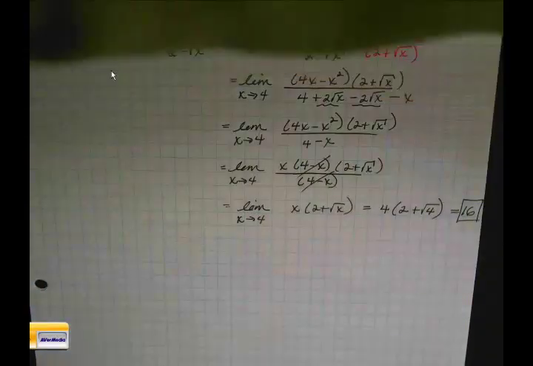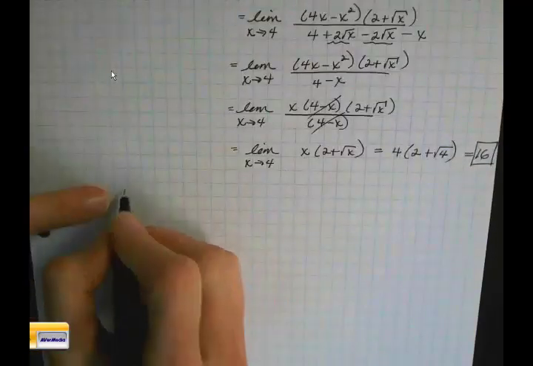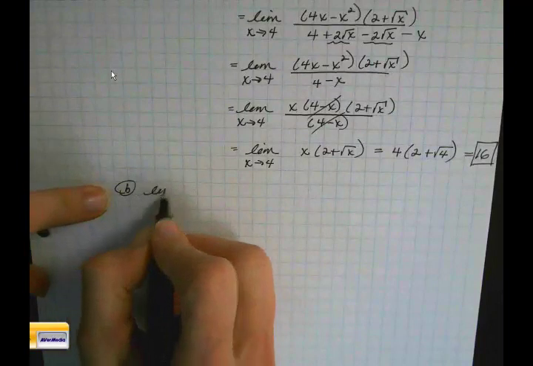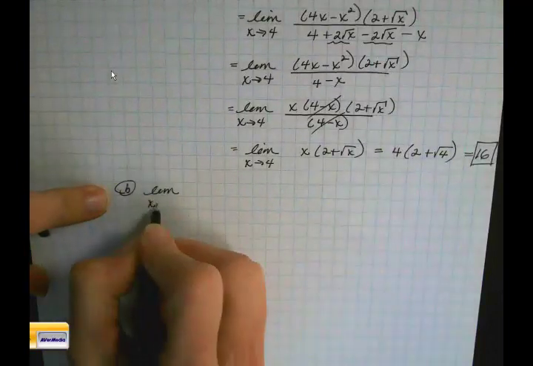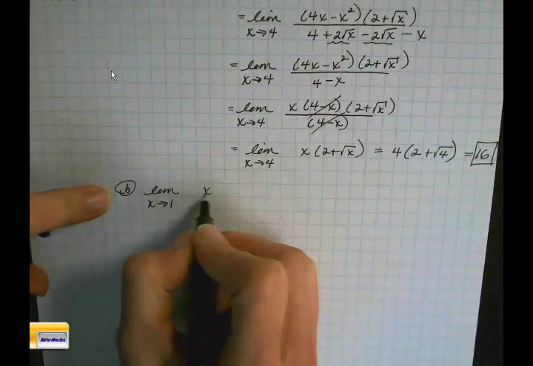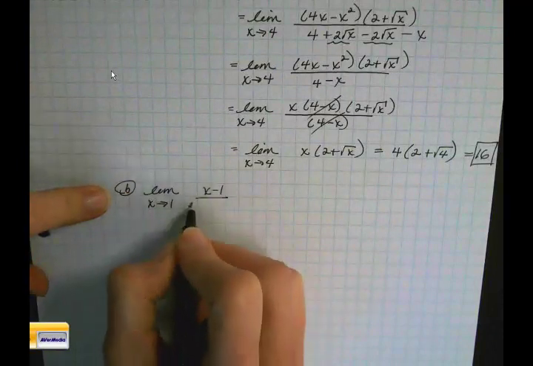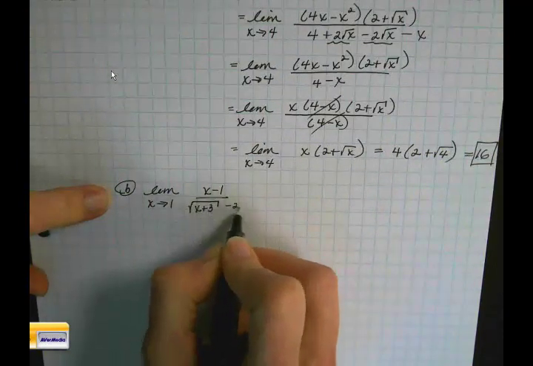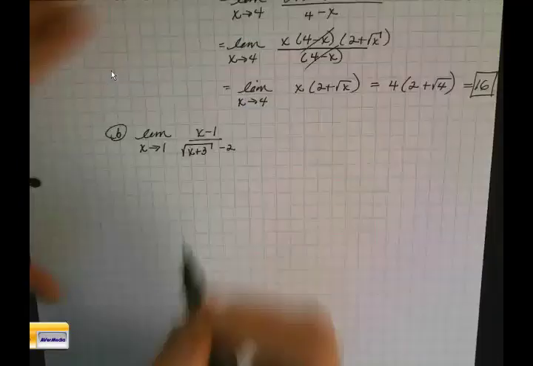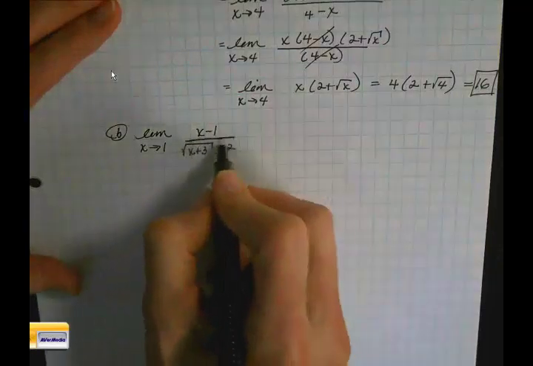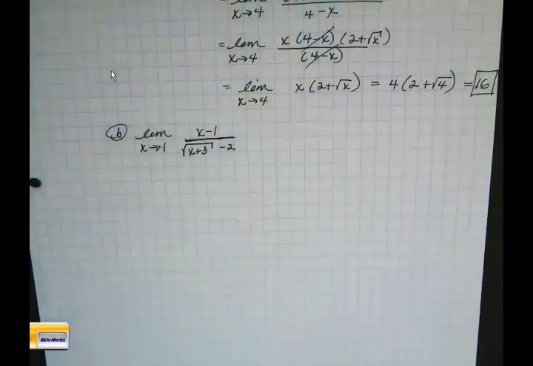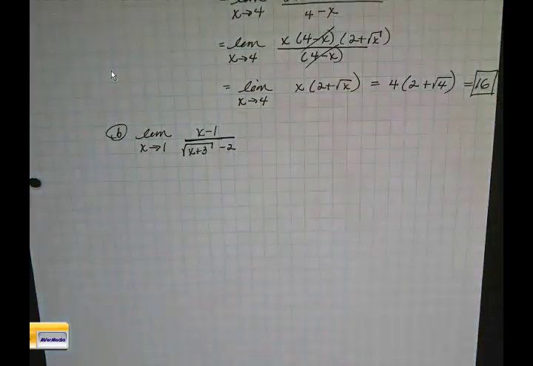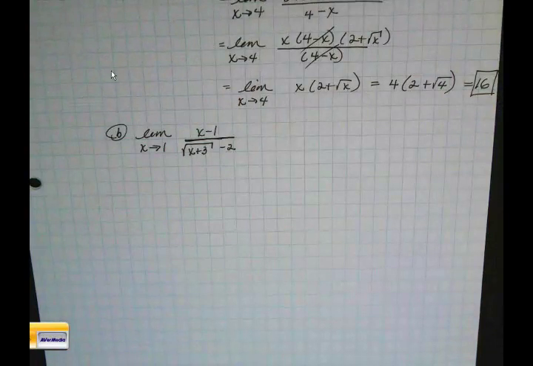So that's a little bit of algebraic manipulating. Now let's do another one. This is going to be a little more difficult. Suppose we want to know the limit as x approaches 1 of x minus 1 over the square root of x plus 3 minus 2. The first thought is, can I use direct substitution? No. Too bad. Okay, so then I've got to figure out what in the world I am going to do with this mess.